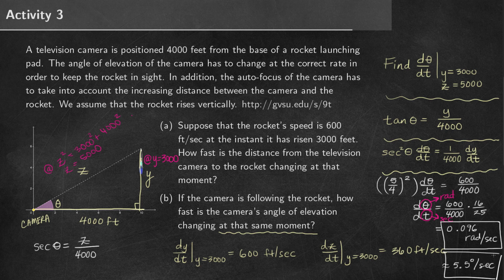Okay, so you can see from all these examples, it's that same 5-step process. Draw and label your picture, write down the rate that you're given and the one you're trying to find, then write an equation that uses the variables in those rates, take the derivative implicitly with respect to t, and then substitute in all of your known values after you find the derivative.